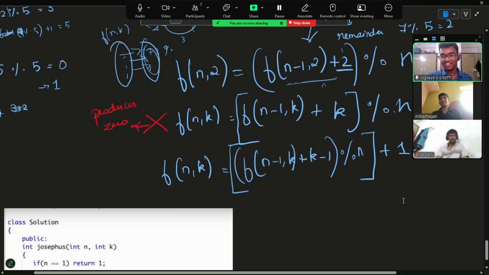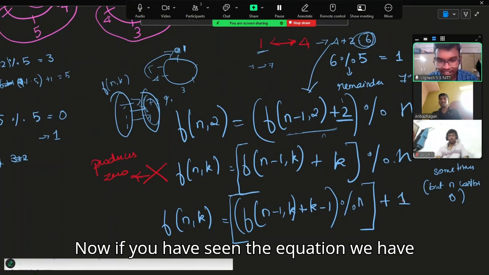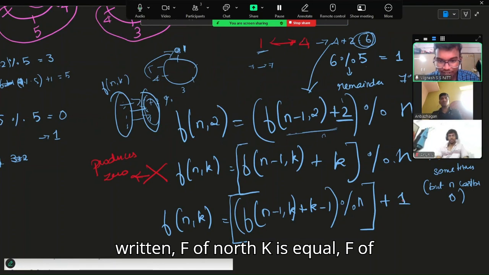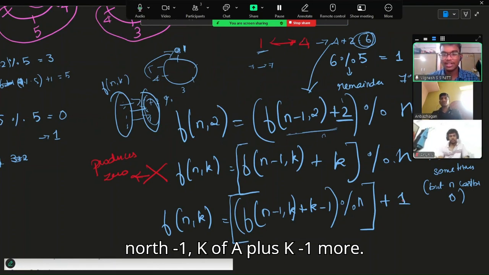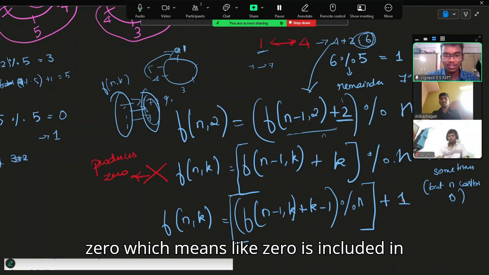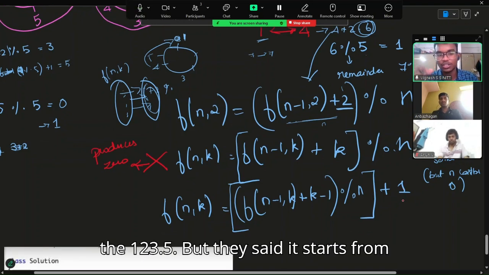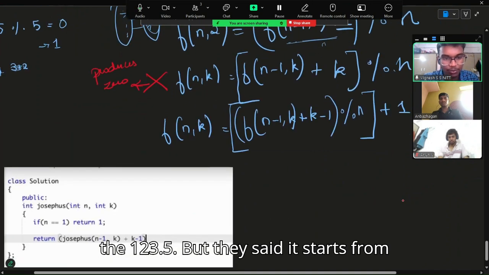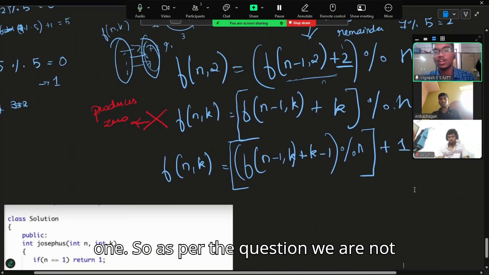Now, if you have seen the equation, we have written f of n k is equal to f of n minus 1 k plus k minus 1 mod. I have explained this. The equation is wrong because it produces 0, which means 0 is included in 1, 2, 3, 4, 5, but they said it starts from 1. So as per the question, we are not using this equation.